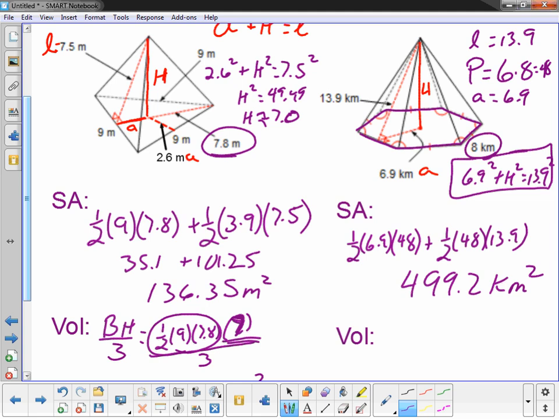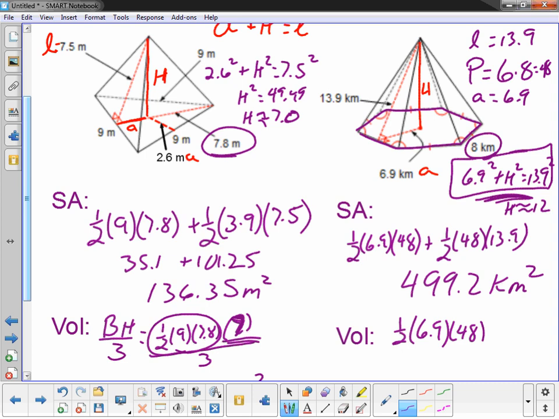Now let's take a look at the volume. The area of the base isn't going to be that hard: 1/2 times the 6.9 times the 48, times the height. Now it's going to go back to this equation here. I take 13.9 squared minus 6.9 squared, which gives me 145.6. I square root that number, and I get like 12. The height is approximately 12.